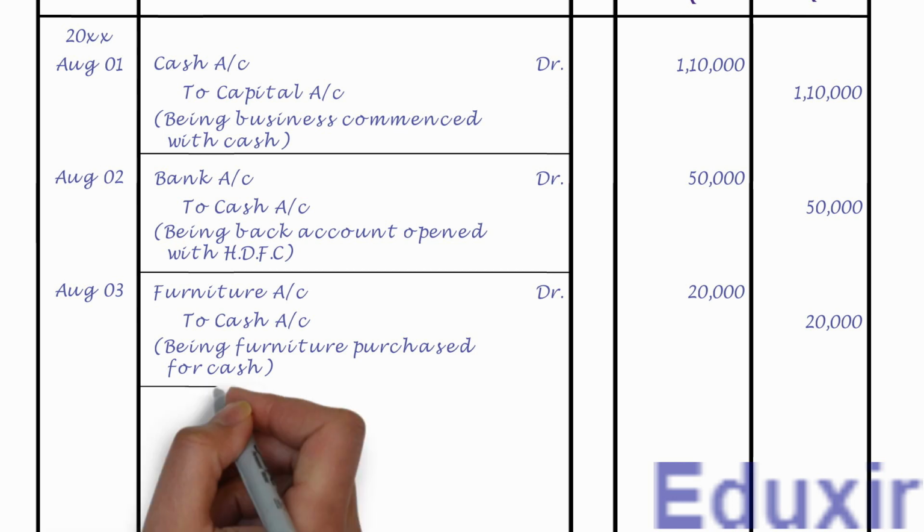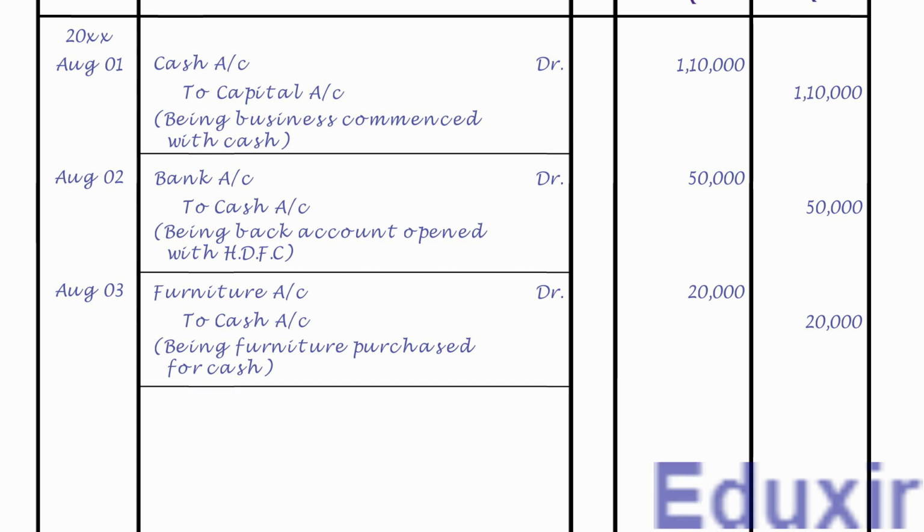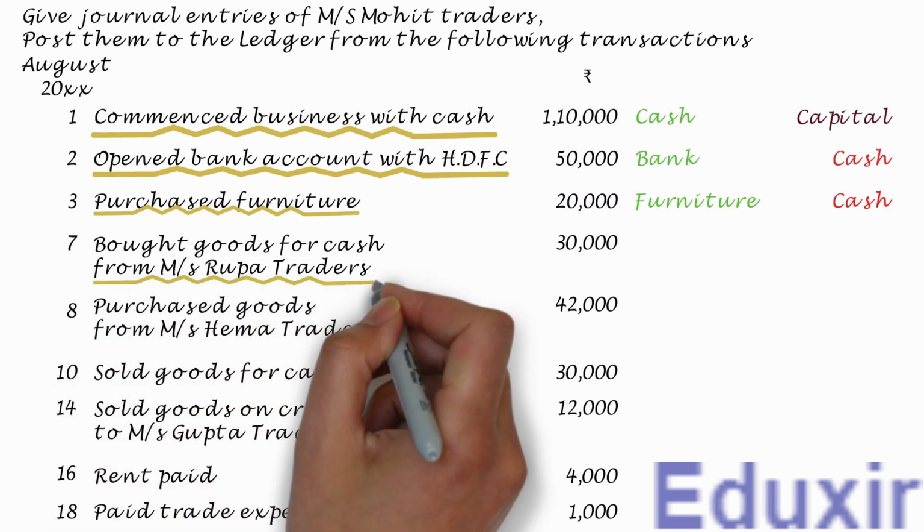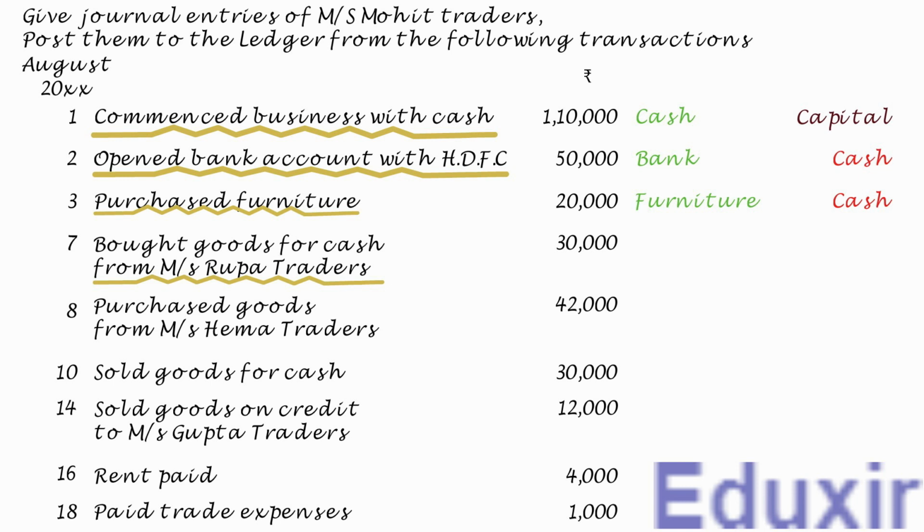Let us now draw a line to mark the completion of journalizing of this transaction. That completes the journalizing of this transaction. Let us now take up the next transaction. In this transaction, the business has purchased goods worth 30,000 rupees for cash. Note here that it is specified that the goods are purchased from the vendor Messrs. Rupa Traders. But as it is specifically mentioned that these goods are purchased for cash, we simply consider that it is a cash purchase.